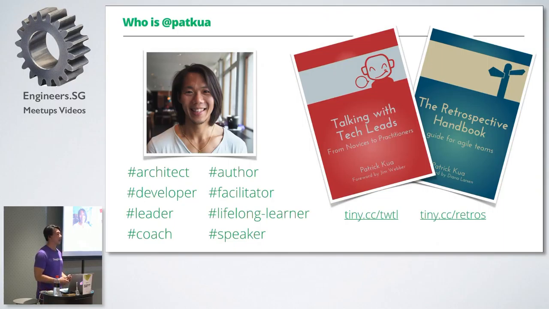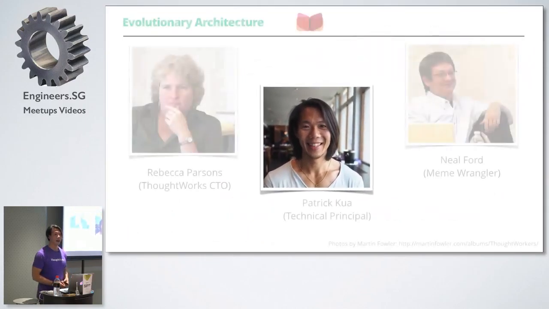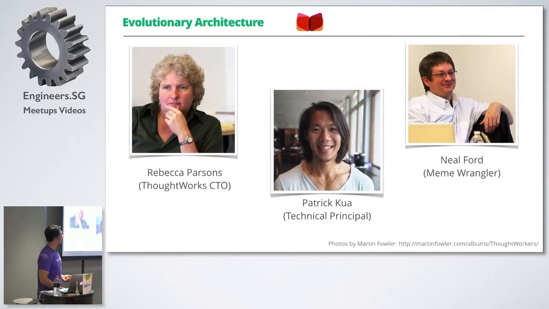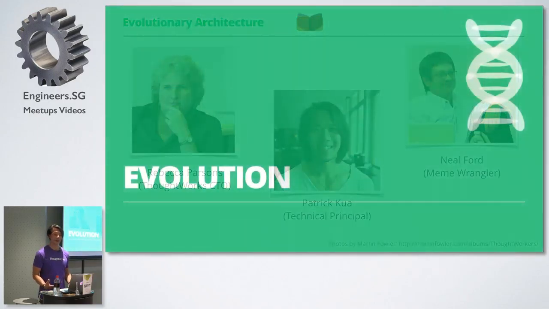It's quite interesting to look at how people approach architecture, particularly as more organizations adopt Agile. There's going to be a book around this, and I'm working with our CTO, Rebecca Parsons, and Neal Ford, who also talks a lot about this topic. We're hoping to get the book out at the end of this year, or at least sometime this year, depending on how reviews go. But first I want to talk about why we picked evolution.